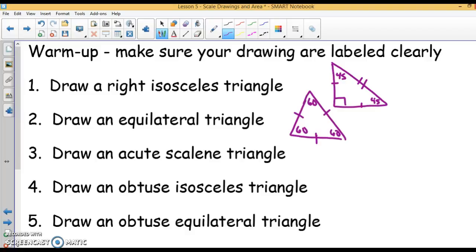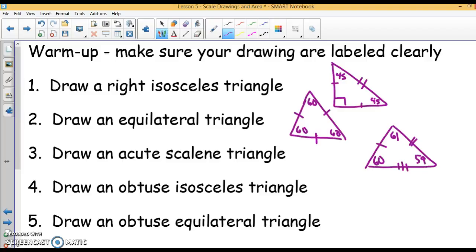An acute scalene. All right, acute means 3 acute angles. Now, you cannot just draw a triangle and make them look acute. I need to label them. Well, we know 60, 60, 60 is 180, so I'm going to cheat. I'm going to make this 60, 61, and 59. They're all acute angles. So 3 acute angles. Scalene means 3 different sides. So 1, 2, 3. 3 different sides, 3 acute angles, and they're all different.